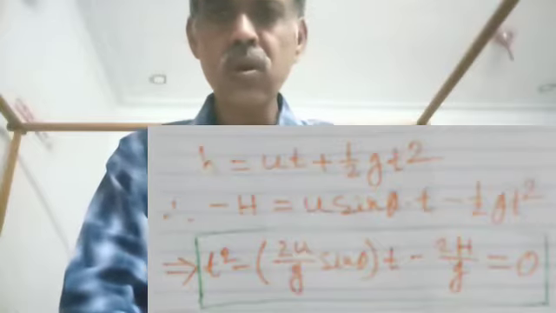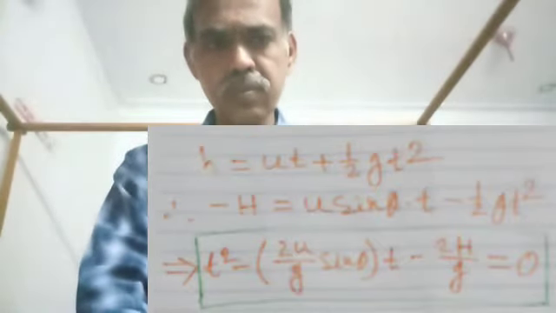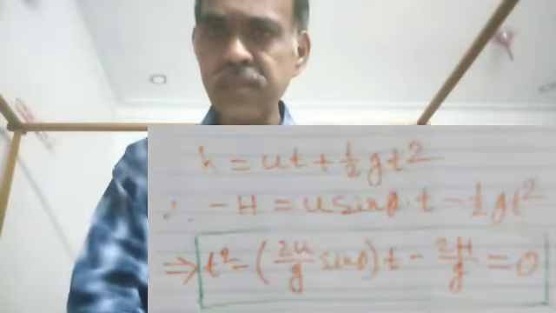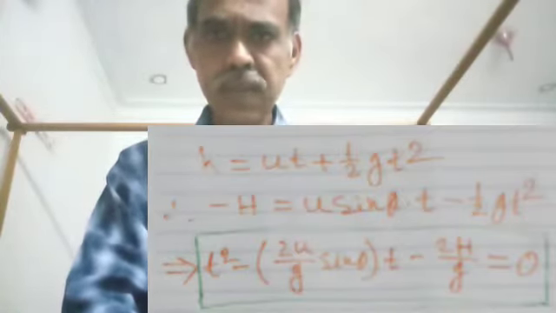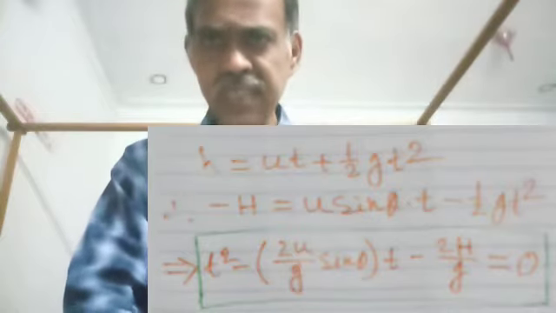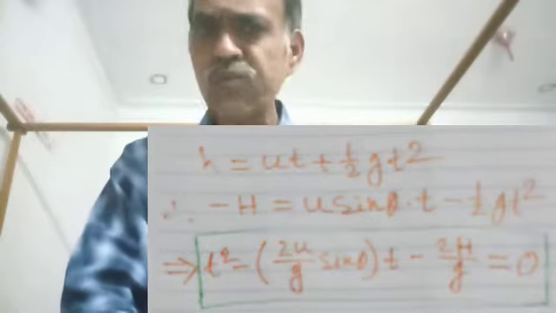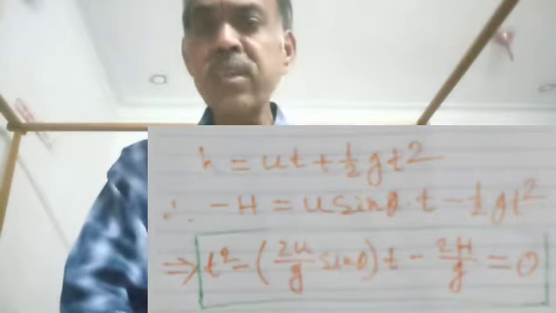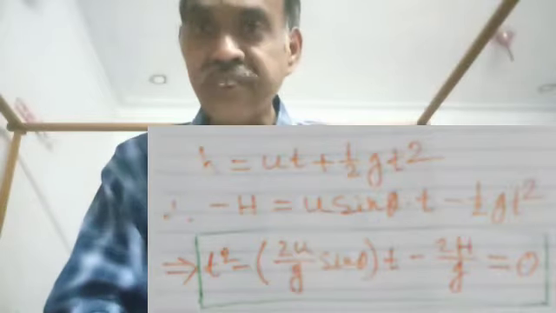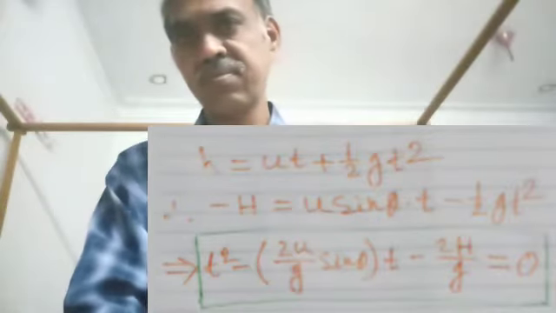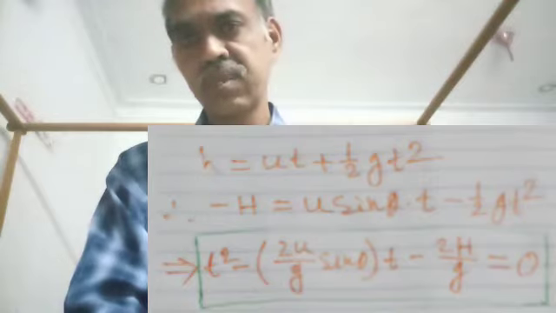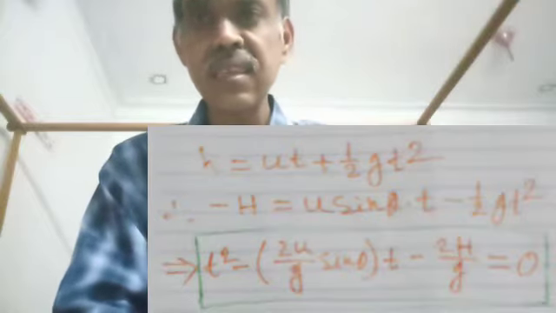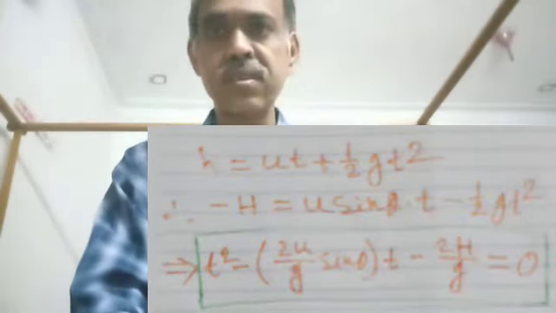So, instead of small h, you write minus H, and in the right-hand side, ut is there, where u will be replaced by u sine theta, and plus half gt square will be replaced by minus half gt square. This way you will get one quadratic equation in t, and then you have to solve this equation for t.